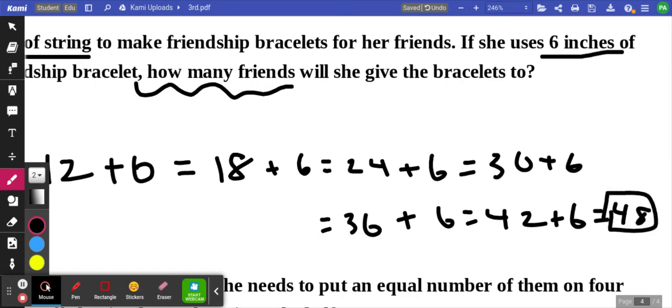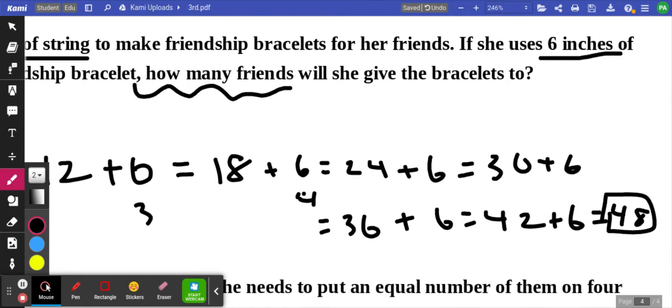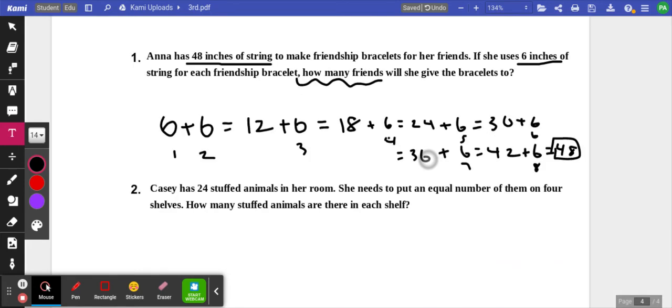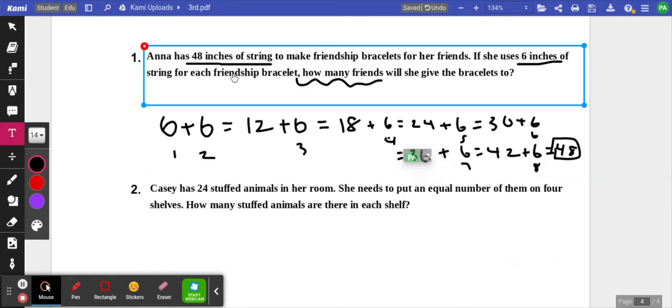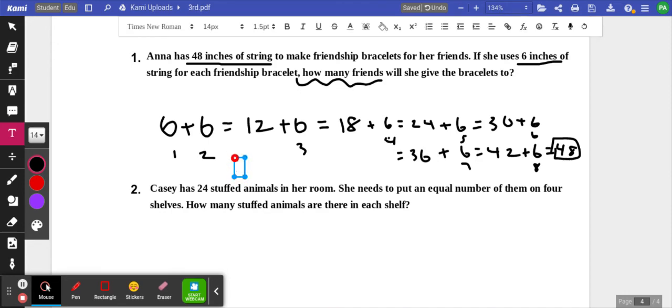So now let's just count how many 6s we used. So we got 1, 2, 3, 4, 5, 6, 7, 8. So we counted that there were 8 sixes. So how many friends is she able to make it for? 8 friends. That is your answer.